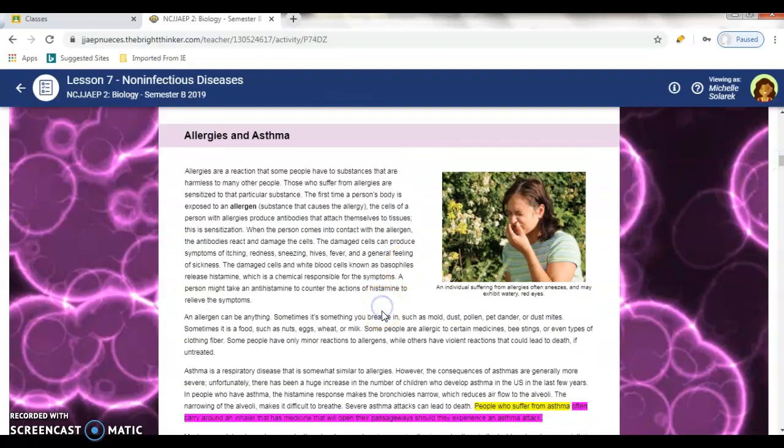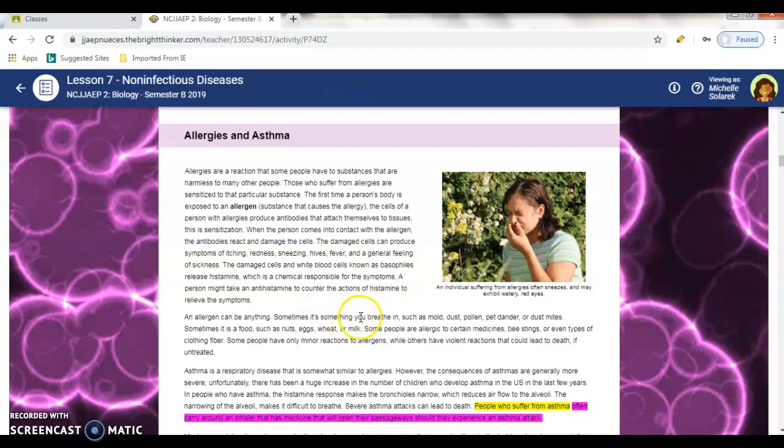Next we have allergy and asthma. Allergies are a reaction that some people have to substances that are harmless to many other people. Usually with people who have allergies, an allergen is the substance that causes the allergy. Usually associated are allergy and asthma. They're put together, so someone who has asthma may also have seasonal allergies or other types of allergens that may trigger their attacks.